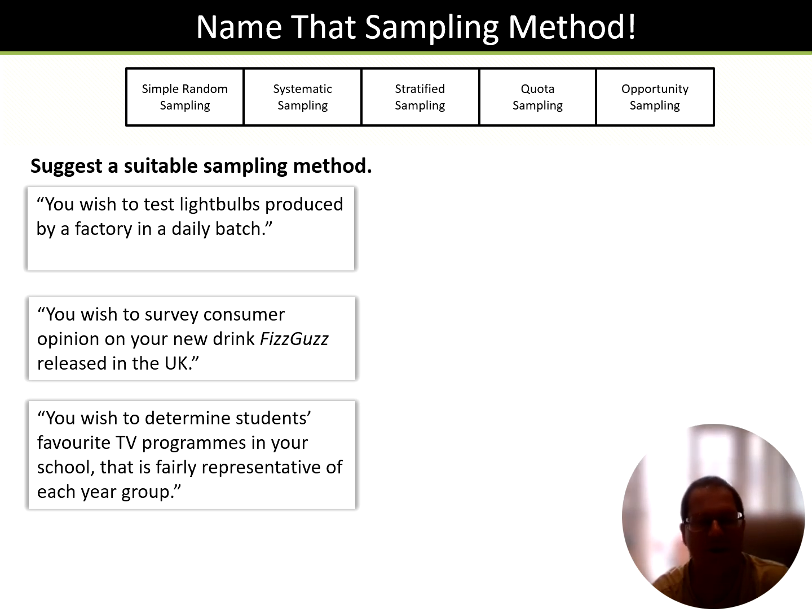The first one is wishing to test light bulbs produced by a factory in a daily batch. I would like to do that randomly. I don't think there's any point putting them into strata, because I wouldn't know what the strata are. So given a choice between simple random and systematic, I'd probably go for systematic, because then I can take every 10th light bulb off or whatever it might be. Let's find out the answer to it.